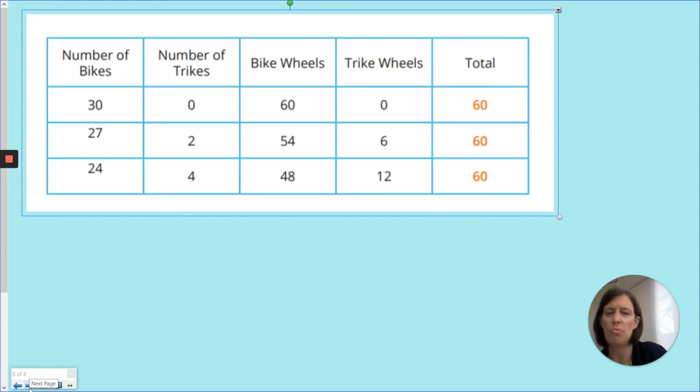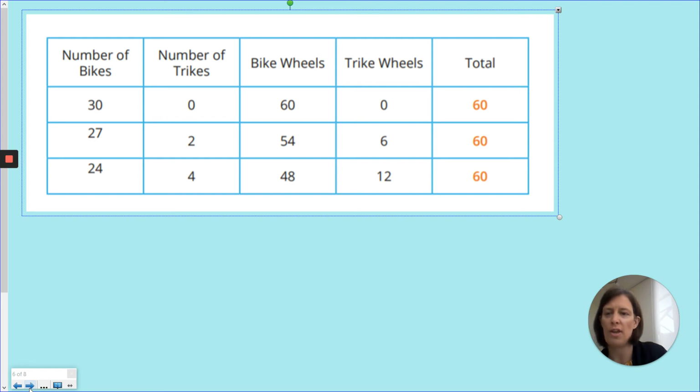Okay, so these are just some of the answers that you might have had. She could have had 30 bikes, no trikes. That would have given her 60 wheels. 27 bikes, 2 trikes. That would have given her 60. 24 bikes, 4 trikes. That would have given her 60 as well.